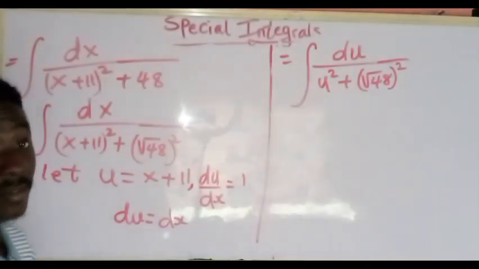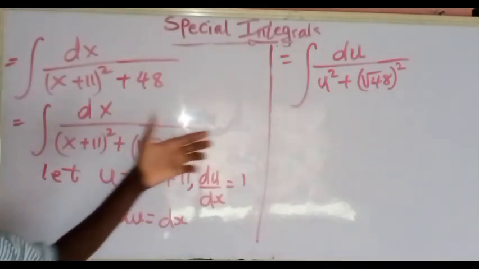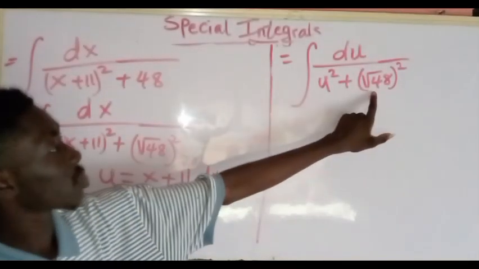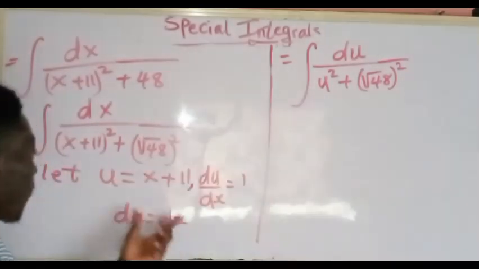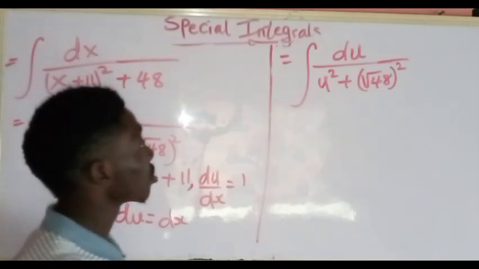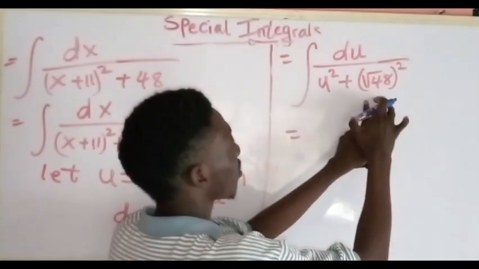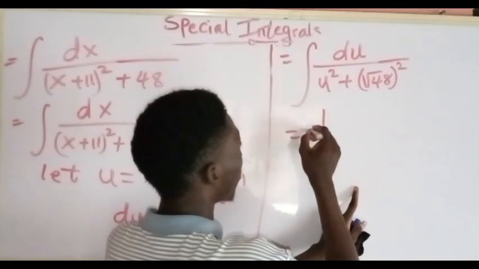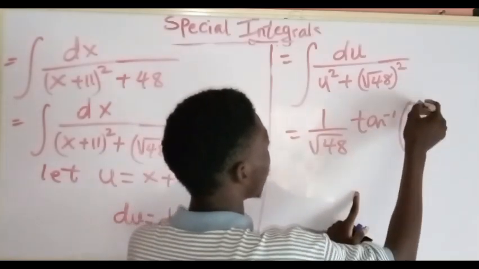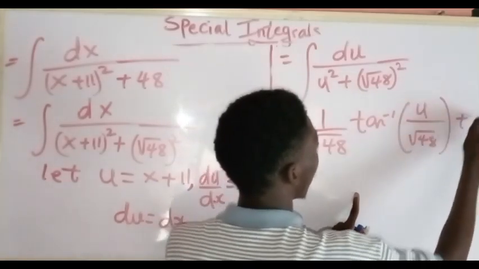Square root of 48 squared. Then you could just substitute everything here. You could at the same time substitute the value of square root of 48 from this, but I don't think there's a need for that. So your final answer here, since it's in the form of x squared plus number squared, will be 1 over square root of 48 tan inverse of u over square root of 48 plus c.